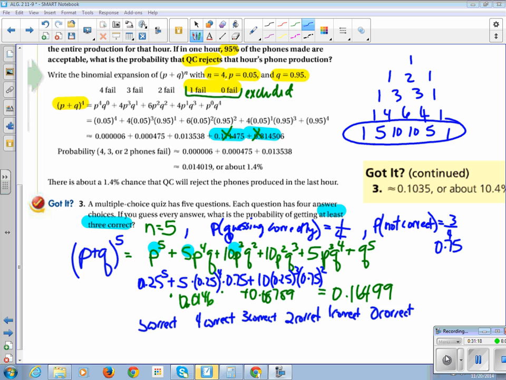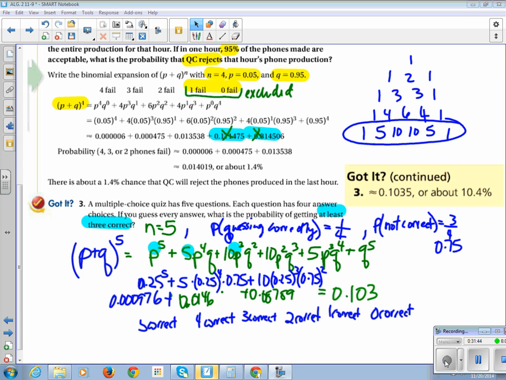All right, we had to make a calculation change. The probability 0.25 to the 5th power is 0.0000976. So with that modification, our outcome becomes 0.103, or about 10.4%.